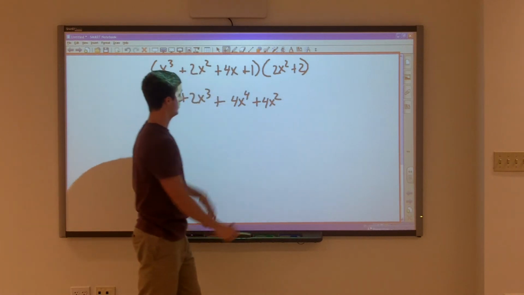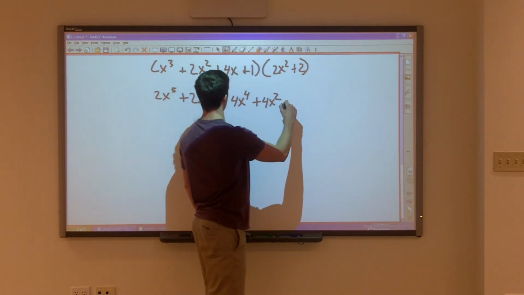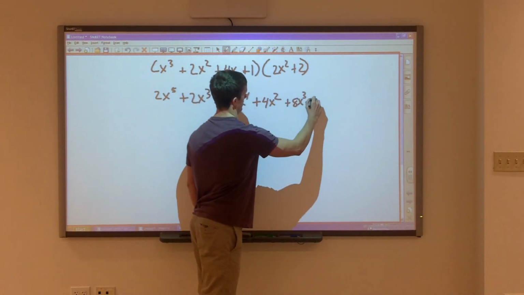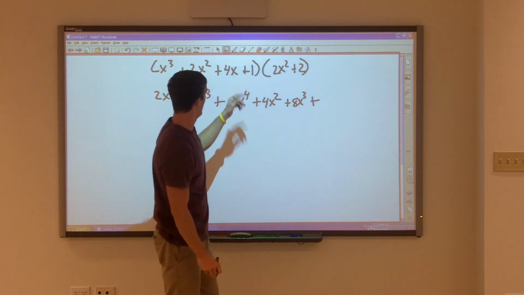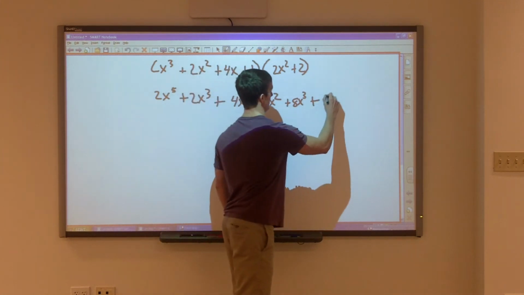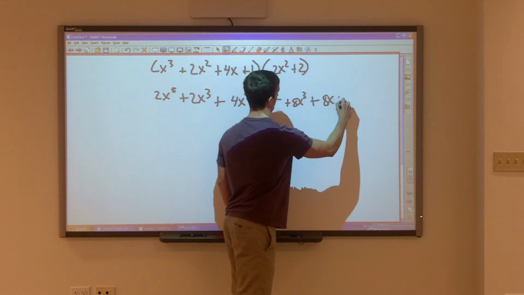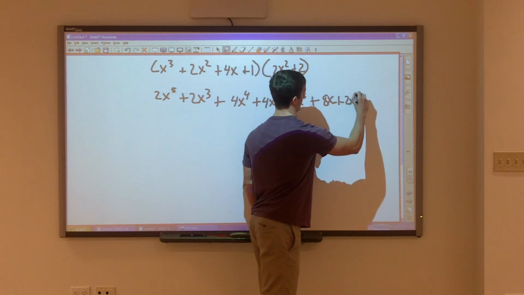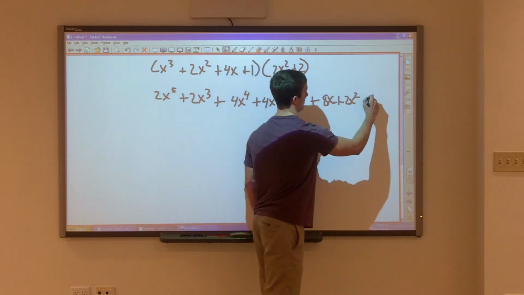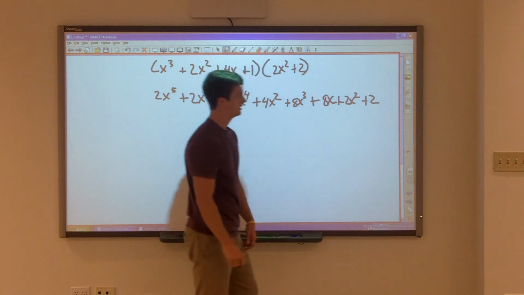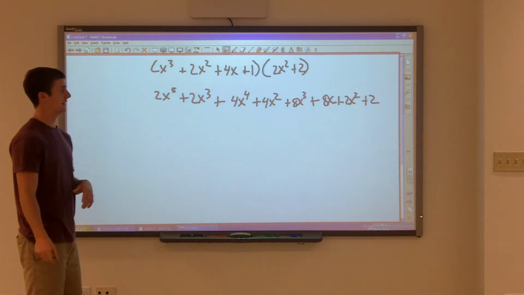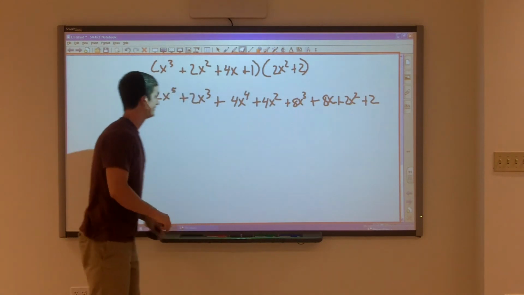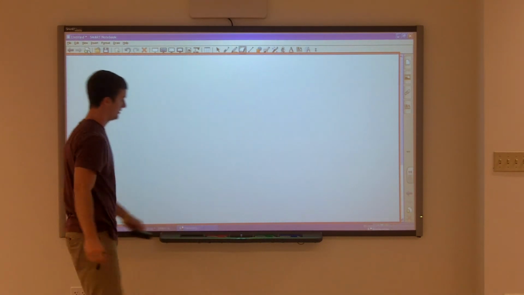We move to our third term. 4x times 2x squared is going to be 8x cubed. And then we have 4x times 2 is 8x. Plus 1 times 2x squared is 2x squared. And 1 times 2 is 2. So from here, you can add your like terms and simplify this problem. But for time's sake, we're just going to move on to getting into factoring. So let's get started with that.